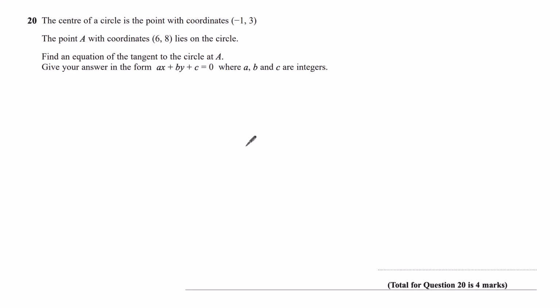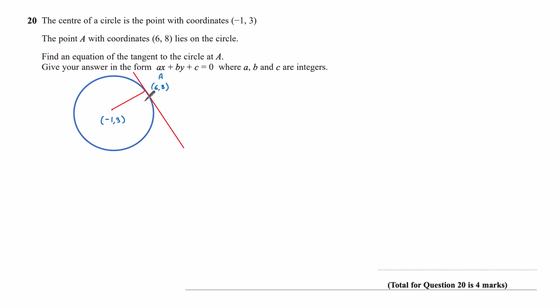are integers. So I'd like to start a question like this with a bit of a sketch. If I've got my circle that has centre -1, 3, I know the coordinate 6, 8 is to the right and up above it, so I can label a point here as A, as 6, 8, and now I can draw a radius on my circle. So from the centre to this point A, I've got the radius of my circle, and then this is where my tangent line will be.